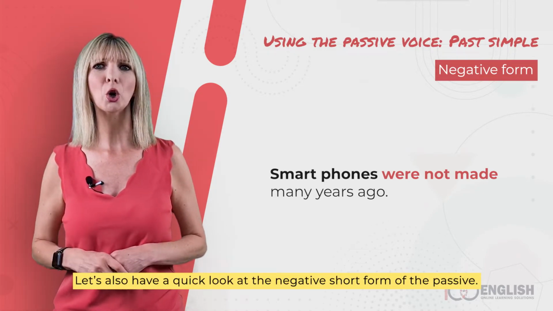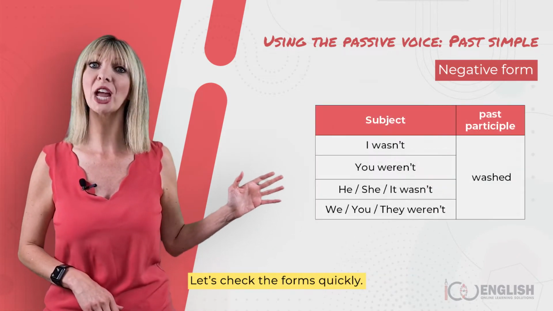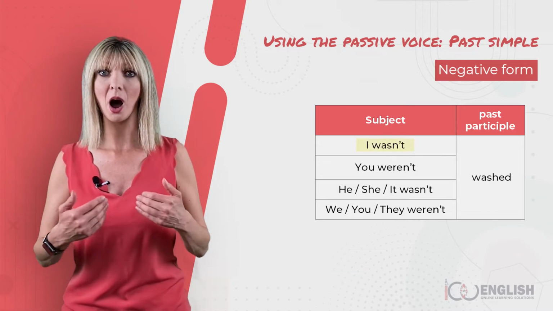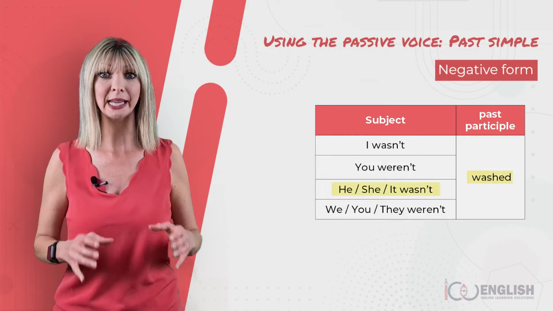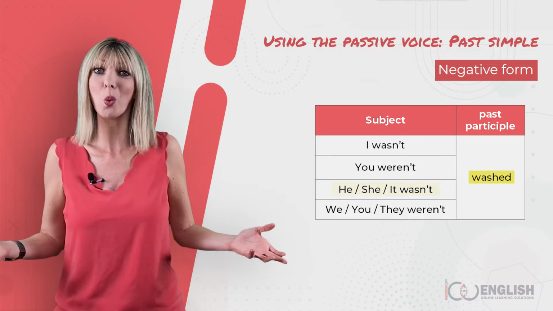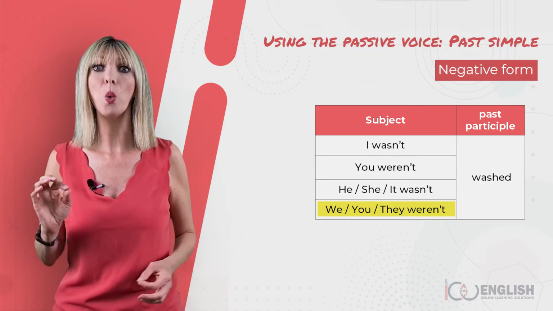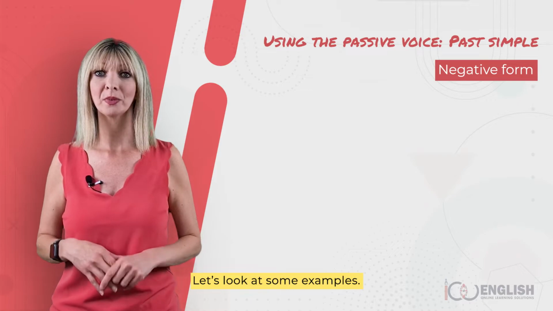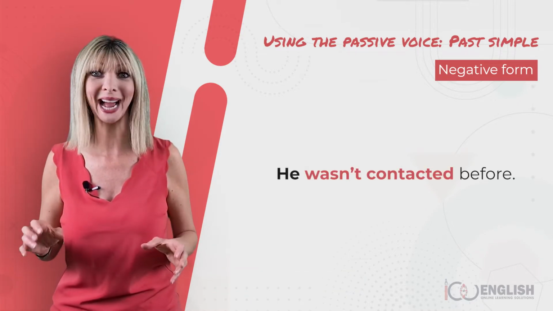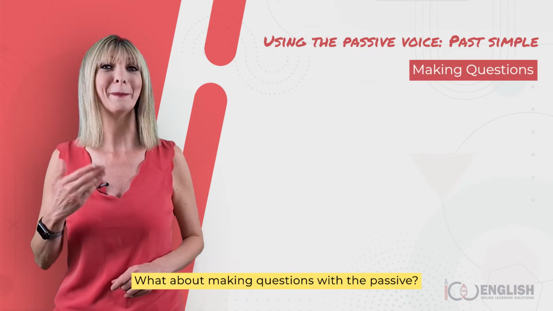Let's also have a quick look at the negative short form of the passive. Let's check the forms quickly. I wasn't washed. You weren't washed. He, she, it wasn't washed. We, you, they weren't washed. Let's look at some examples. He wasn't contacted before.